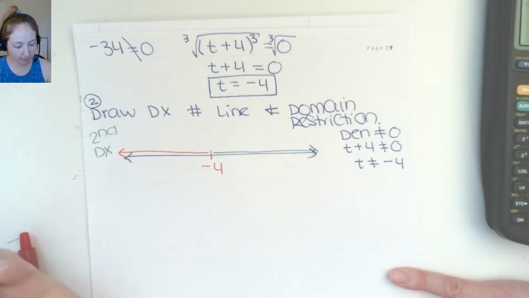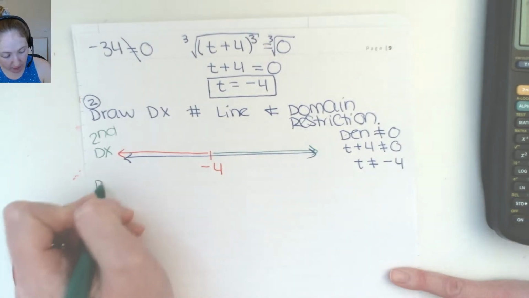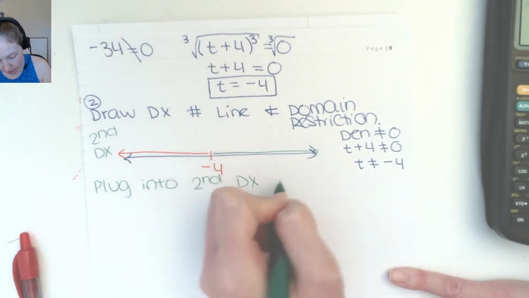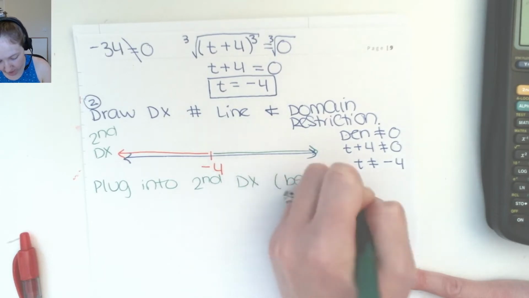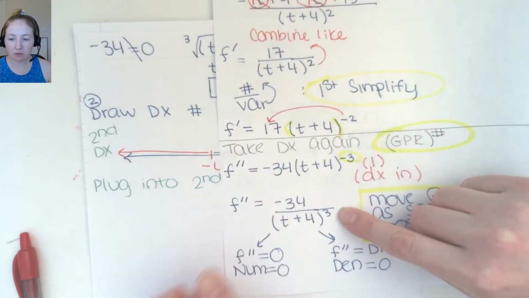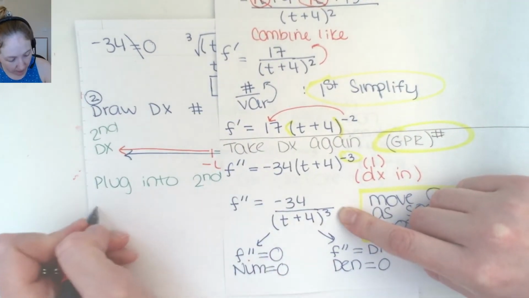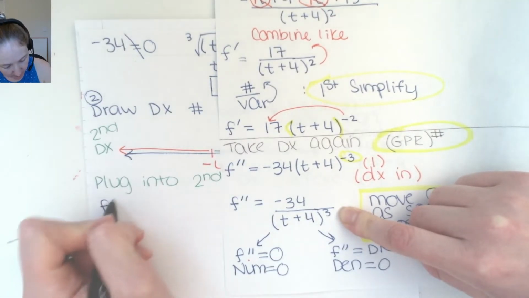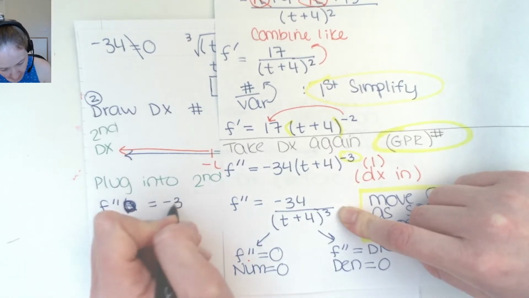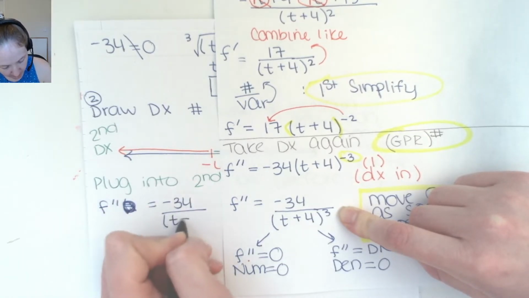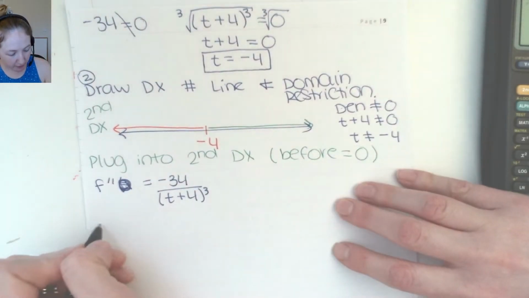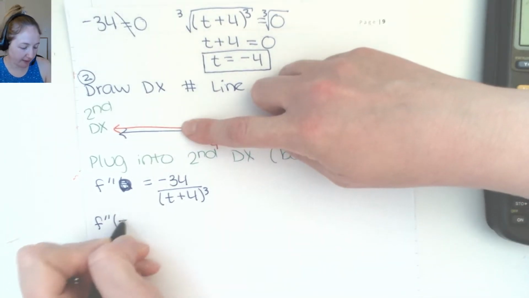and we are testing into our second derivative because we're interested in concavity. Now, remember, for our second derivative, we're going to plug into the second derivative right before we set them equal to 0. So going back to where my second derivative was equal to 0, numerator and denominator, that gives us that I need to plug into negative 34 over t plus 4 to the third. And I'll plug in a number to the left. So maybe I'll plug in like negative 5.